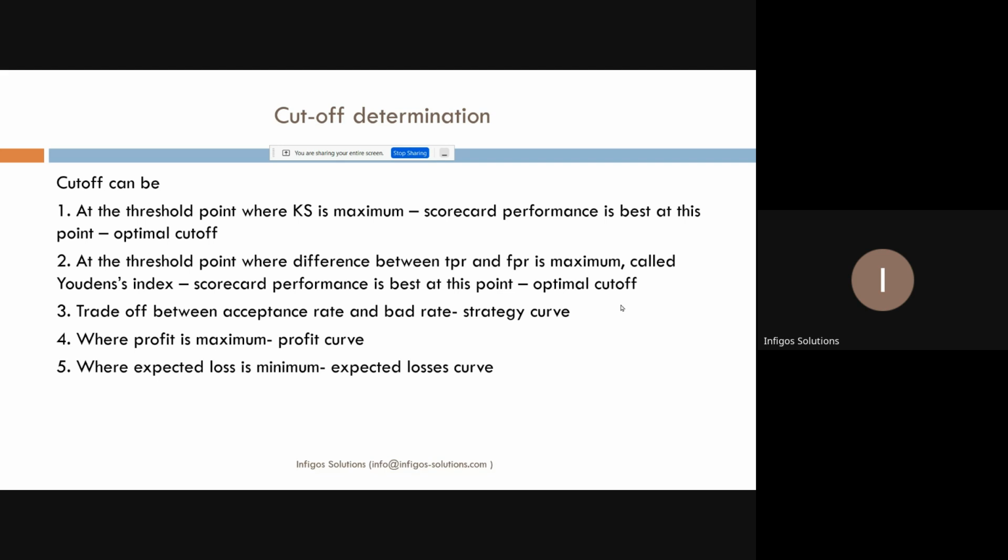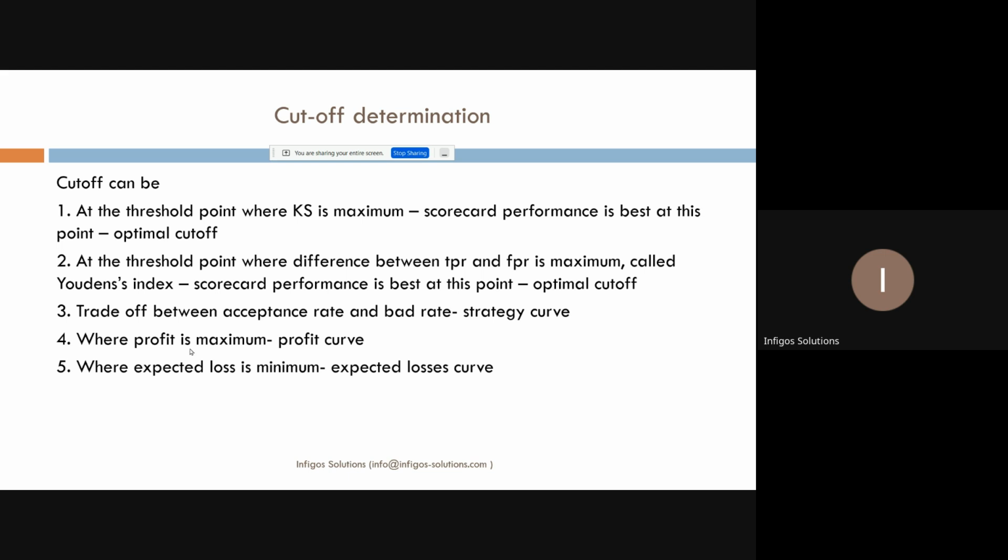Then we have the trade-off between acceptance rate and bad rate. Either you want to maximize the acceptance rate and keep the same bad rate, or you want to minimize the bad rate and keep the same acceptance rate. So one of these things will go up while the other remains the same, and you will choose one of these strategies depending upon the management decision.